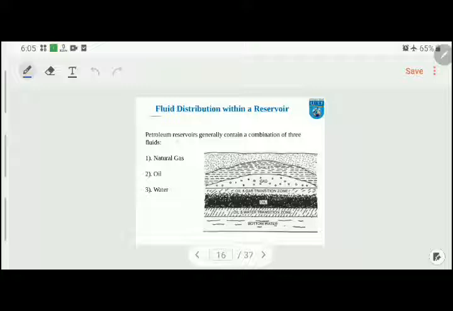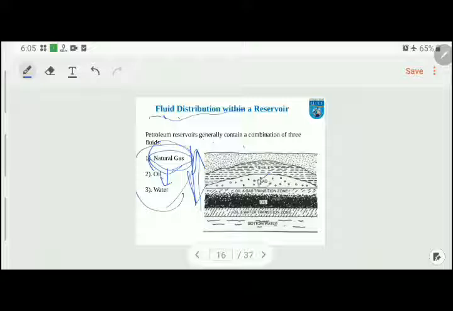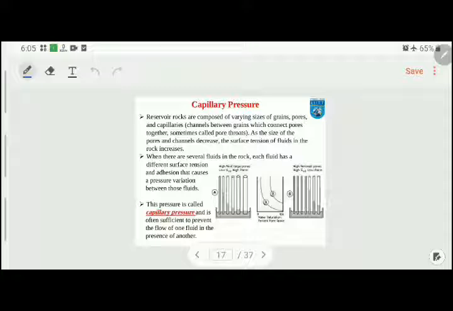Fluid distribution in that reservoir is according to the gravity of these fluids. The natural gas is the least dense of these fluids, so depending on the density, these fluids are distributed in the reservoir. The natural gas will be above, and the oil will be in the middle between the gas and the water. The water, which is denser than the two fluids, sinks to the bottom of that reservoir.